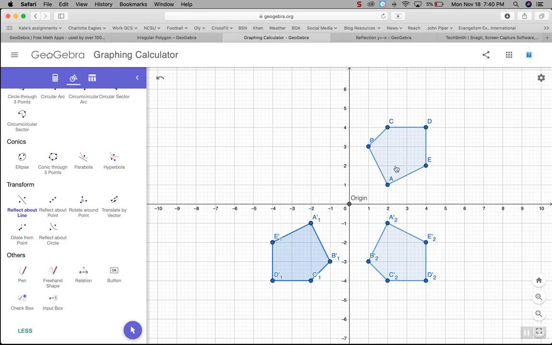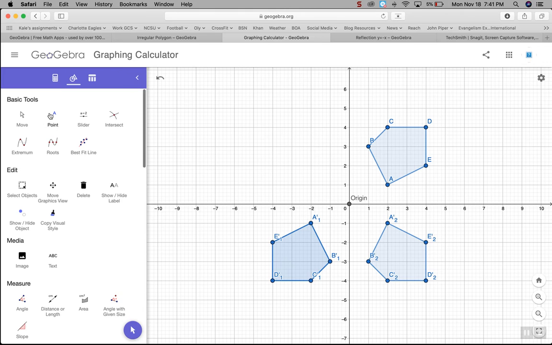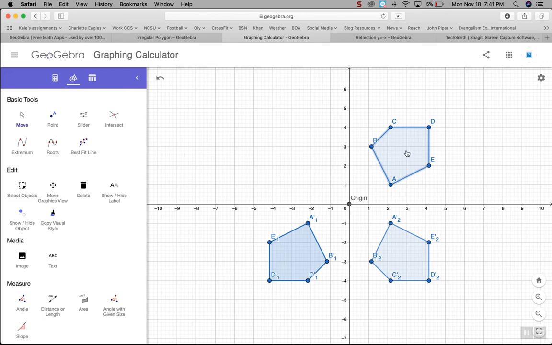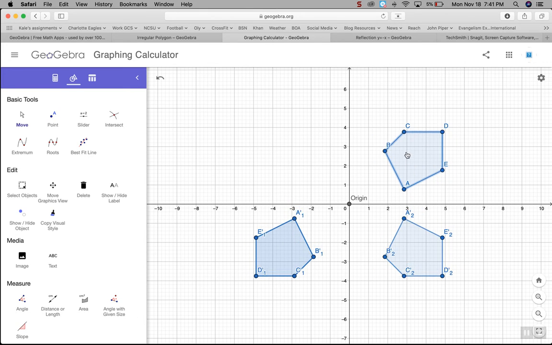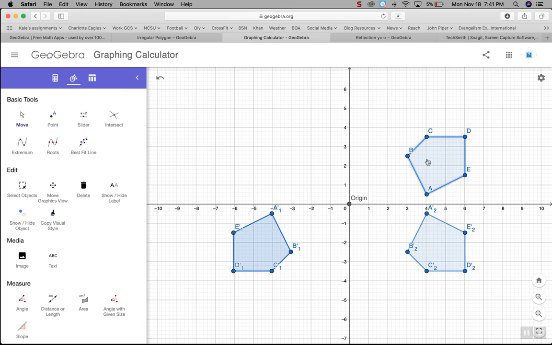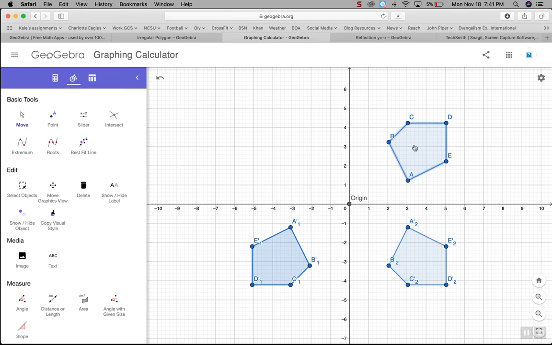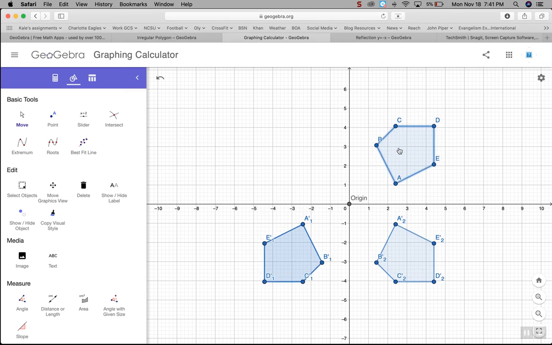E double prime. Again, the reason why is because the first time that we did our reflection, or our 180-degree rotation, I apologize, that went from pre-image to image. And again, this is pre-image to image, and this is our second transformation. And again, I can manipulate this, and we can see that no matter what, it's always going to be a mirrored image across the x-axis.